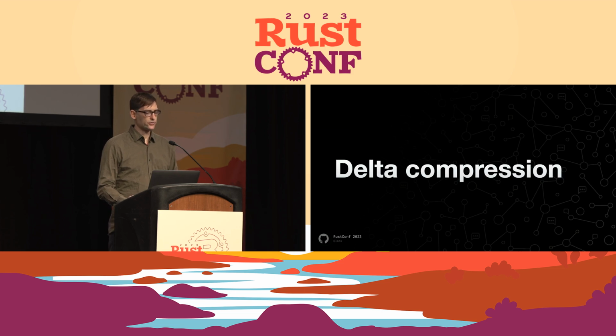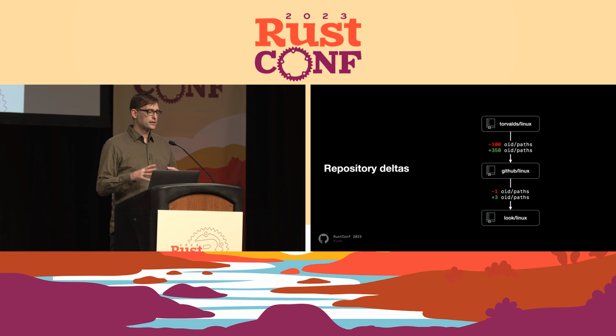And we call that solution delta compression. The way it works is we look at the similarities between repositories based on their paths and blob tuples, essentially. So if you imagine this example, there's the Torvalds Linux repository, and then maybe GitHub has a fork of it, and it has a couple hundred paths different. And then maybe I have a fork of it, which just has a few paths different. So what we wanted to do with this delta compression is reuse the content from the parent repositories so that we don't have to index everything in the child repositories.